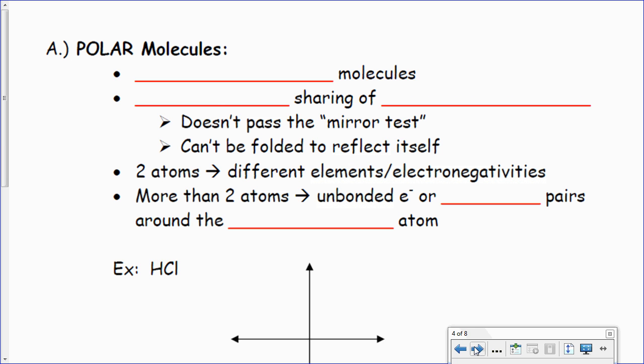Okay, so polar molecules are asymmetrical. They do not have symmetry. That results from the uneven or unequal sharing of electrons. It doesn't pass the mirror test, and it can't be folded onto itself to reflect. So two atoms with different elements or different electronegativities, that's usually the situation that we're running into. Also, if you have more than two atoms, we get unbonded electrons, or lone pairs that we like to call them, around the usually most central or most electronegative element in playing the game.